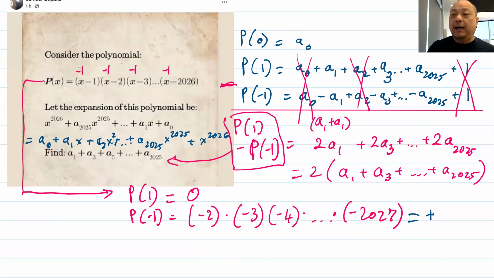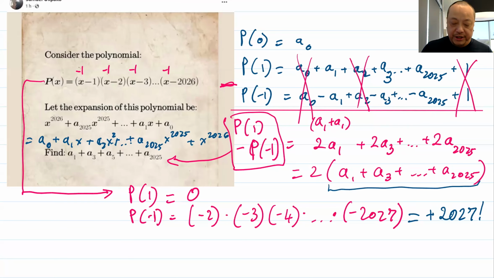So first of all, it's going to be positive. And then what's this value? The absolute value here is equal to 2 times 3 times 4 all the way up to 2027. So it looks almost like a factorial. It's just missing a factor of 1. But the factor of 1 is always there. So this is actually the same as 2027 factorial.